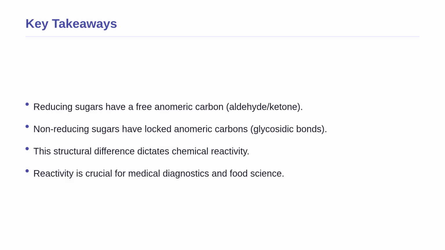We have covered a lot of ground today, so let us summarize the key takeaways. First, the entire distinction comes down to the availability of a free anomeric carbon. If it is free, the sugar is reducing. If it is locked in a bond, like in sucrose, it is non-reducing. Second, this microscopic structural difference dictates how carbohydrates behave in everyday chemical reactions. Understanding this is the key to mastering biomolecules, whether you are studying human metabolism, diagnosing diseases, or even cooking a meal. Great job following along with these complex concepts.